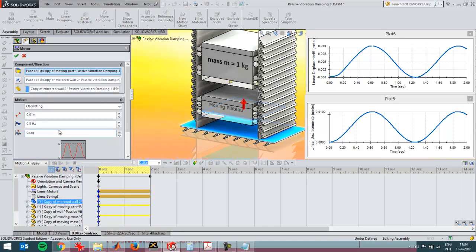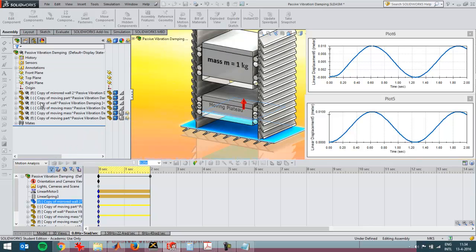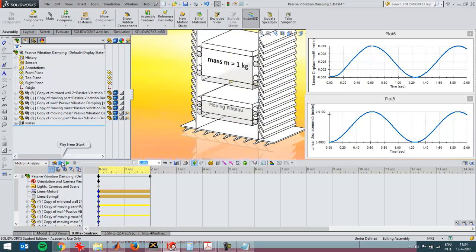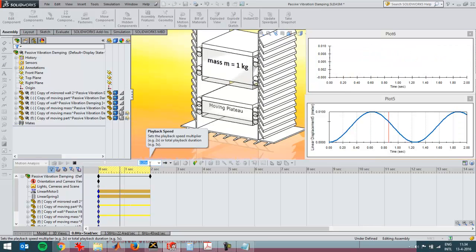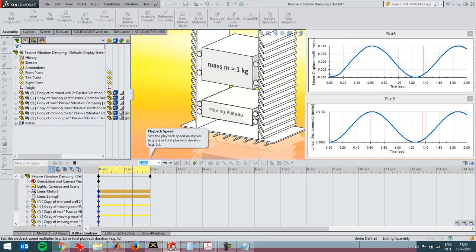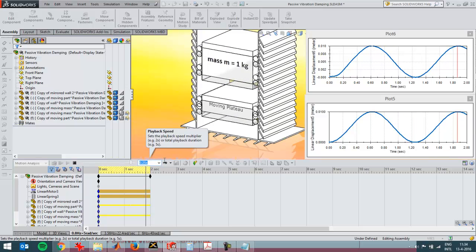So you see an input of 10 millimeters at a frequency of 0.8 hertz, and then when running this simulation, it's running at a quarter of the speed, a quarter of the actual speed. So I've slowed it down a little to be able to see what's going on.